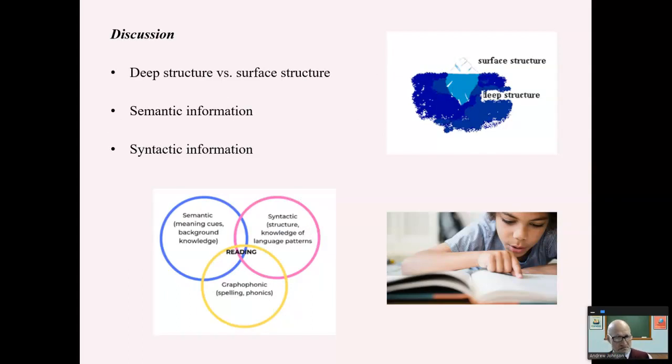Meaning maintaining miscues means that the reader is looking for an alternative way of expressing this idea. The reader is attending not to the surface structure, which is the arrangement of words and letters, but to deep structure, which is the absolute meaning, the meaning of the sentence. So the reader is creating meaning with print, not just barking out words and responding to words and letters. So that's why they were better able to comprehend and recall.